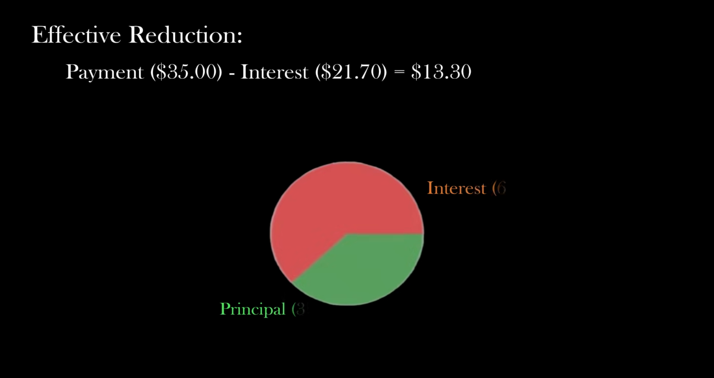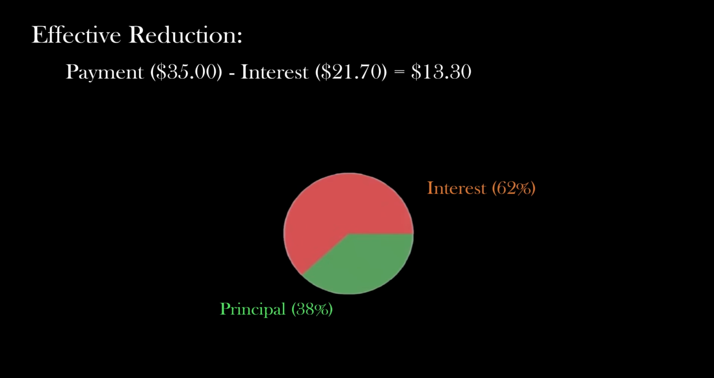Take a moment to look at those numbers. You paid $35, but your actual debt only went down by $13.30. The rest of that money, over 60% of your payment, went straight to the bank as interest. This is the minimum payment trap.